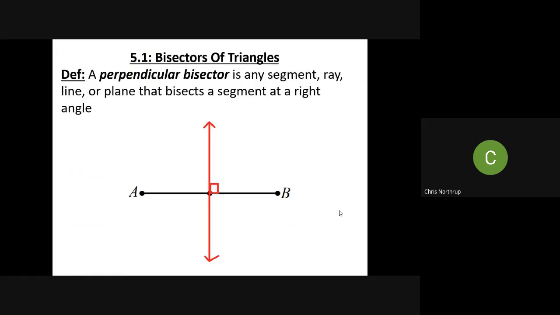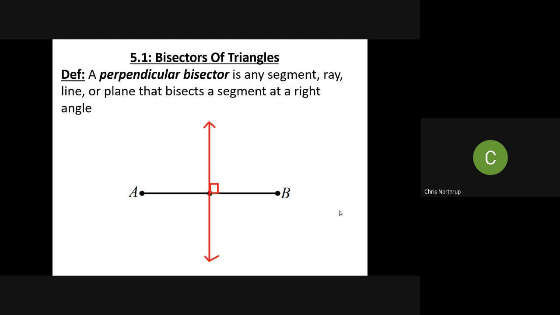In this video, we're going to take a look at a couple of different centers of a triangle. To start things off, we need to know how we can cut different sides or angles of each part of a triangle. So we're going to first look at a perpendicular bisector. This will be anything that basically cuts a segment in half and does so at a right angle.